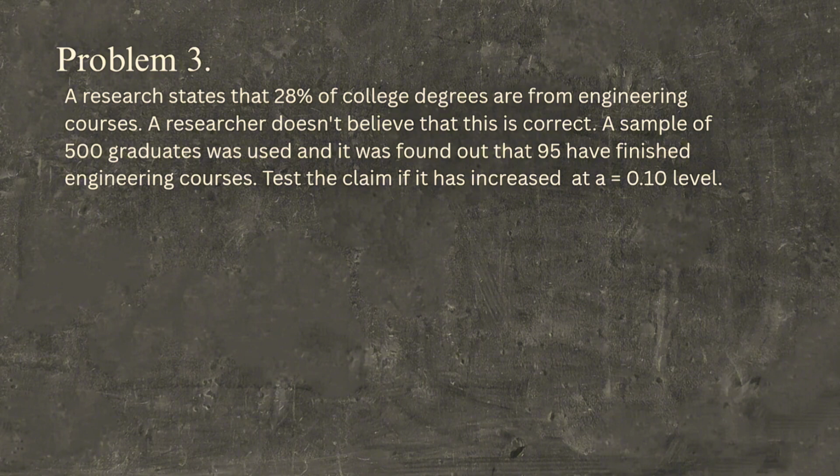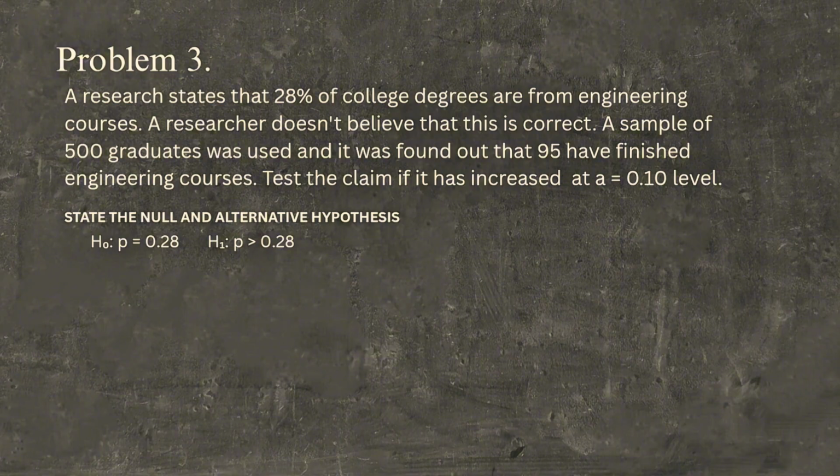Now let's state the null and alternative hypothesis. So we have null hypothesis, population proportion is equal to 0.28, and our alternative hypothesis, population proportion is greater than 0.28. Because we use greater than, this is a one-tailed test, specifically a right-tailed test. So now, let's identify the level of significance. So the level of significance is given as alpha equals 0.10.